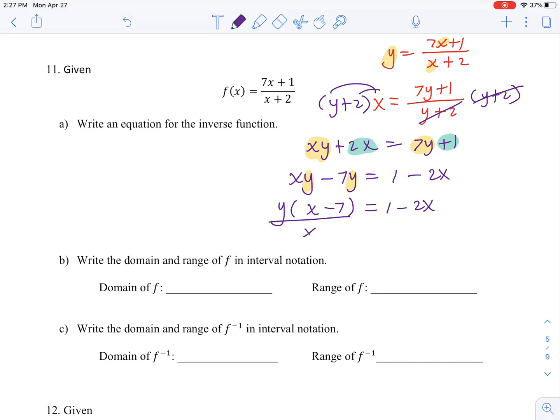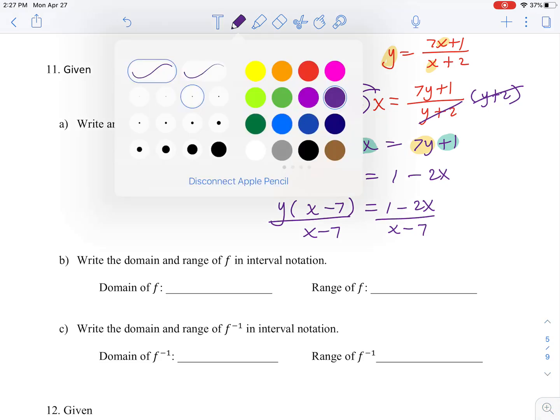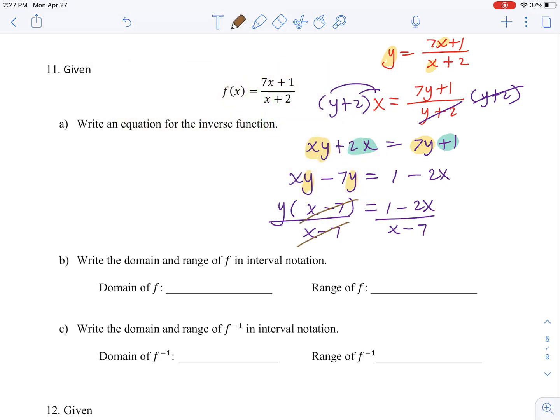Now, what's the very last step? Divide both sides by x minus 7. Remember, guys, I'm going over this kind of quickly because you've seen this before. But if you want to look at the resources where I go over this at a much slower pace, this is from section 3.1 when we first talked about inverse functions. So you can watch the videos on that. But f inverse of x, using that inverse notation, is 1 minus 2x divided by x minus 7. So that's what you're going to circle for your inverse function.